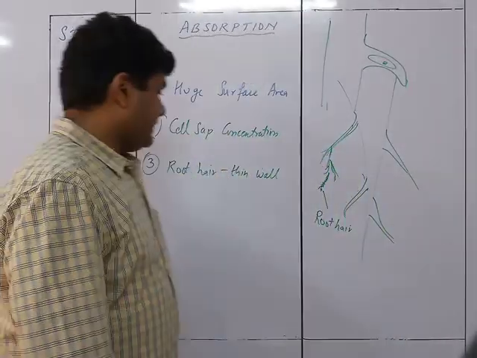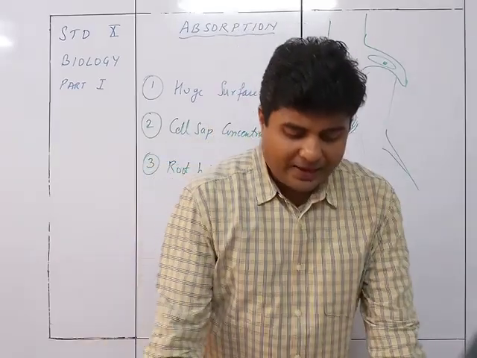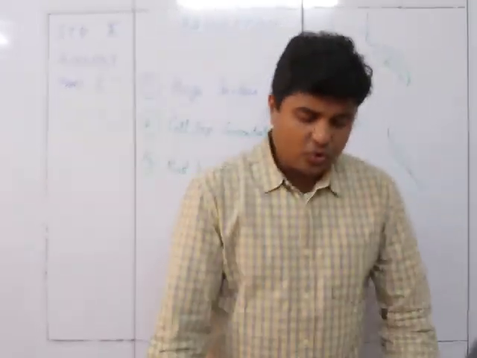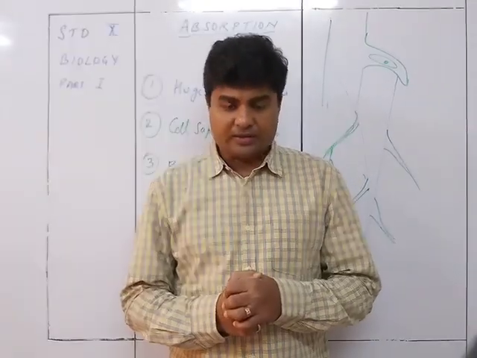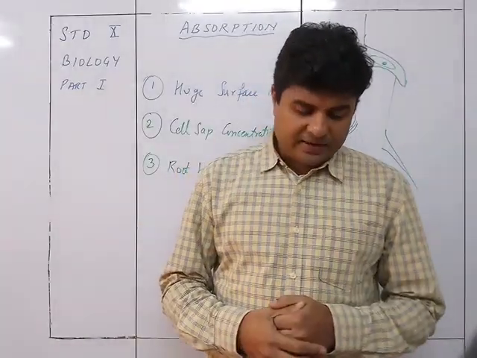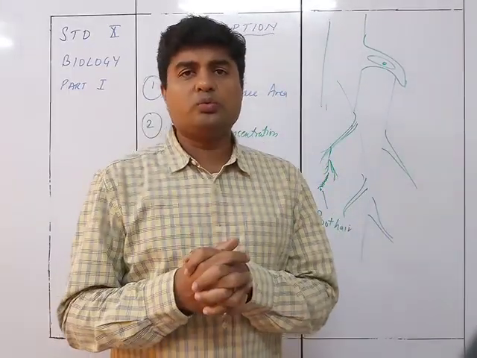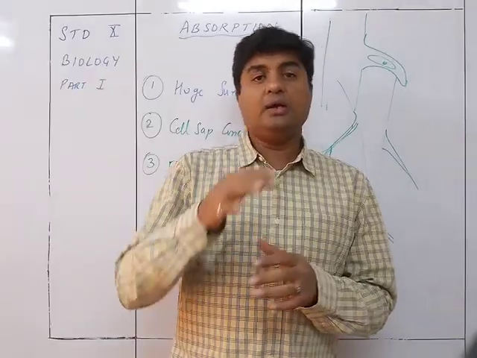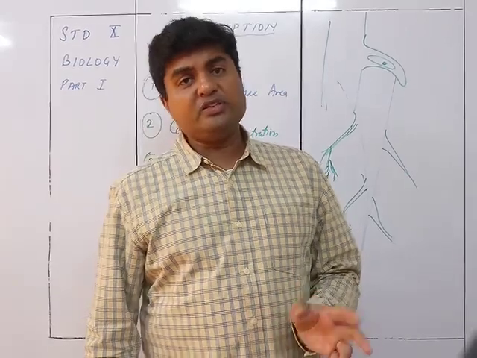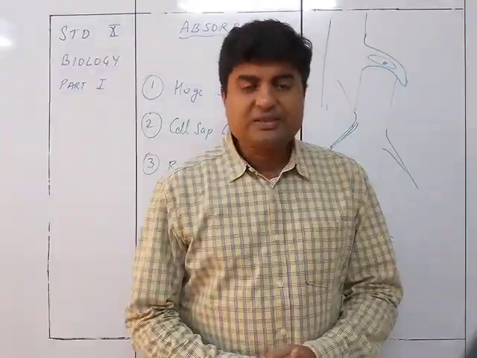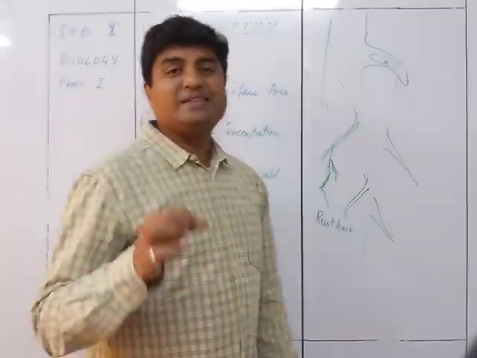The third thing is that the root hairs are thin-walled. Like all plant cells, root hairs have two outer layers, a cell wall and a cell membrane. So the cell of a plant has two outer coverings. One is the cell wall, which is freely permeable, and the other is the cell membrane, which is semi-permeable. The cell wall, which is the outer covering over here, is a thin wall.